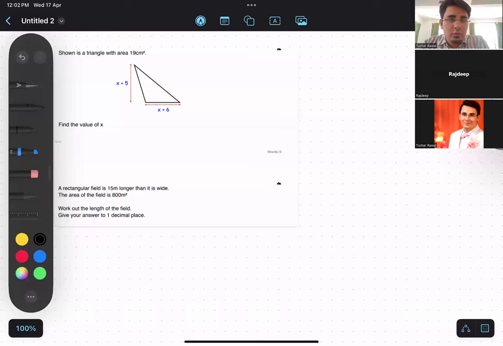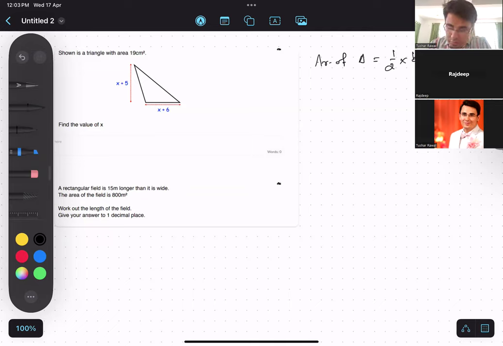So the second question talks about showing that the shown figure is a triangle with an area of 19 centimeter square. So what is the area of a triangle formula? Half base into height. Okay.